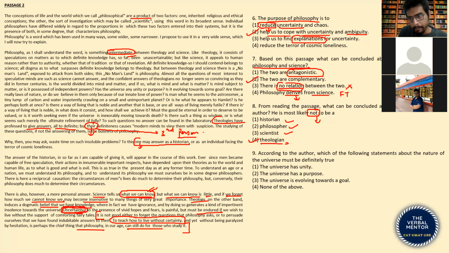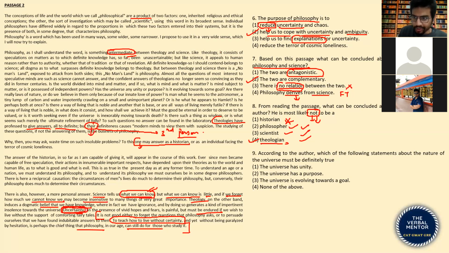Excuse me, sir, I have one doubt. In the fourth passage, it is written, "The answer of the historian, insofar as I am capable of giving it." As I am capable of giving it, it means he is a historian or not? He's most likely a historian, no? So that also helps us eliminate option 1. But if he is a historian, then how could he be a scientist or a philosopher? Then you should mark 2, 3, and 4 as your answers. But we can't have three answers to the question. Therefore, okay, right.